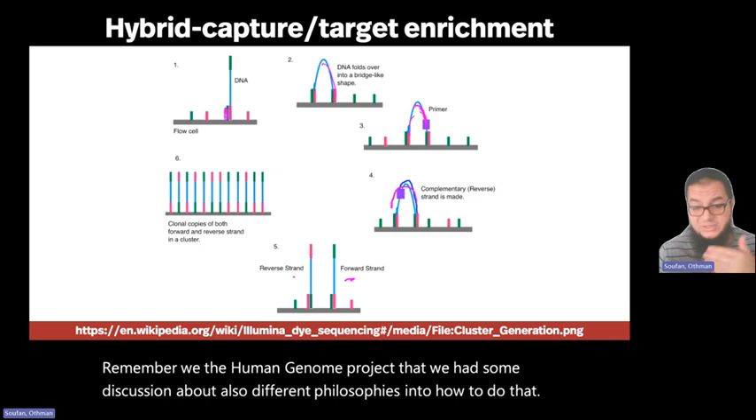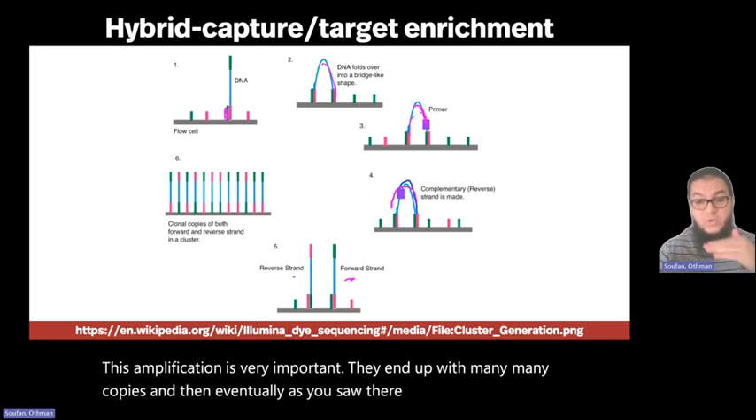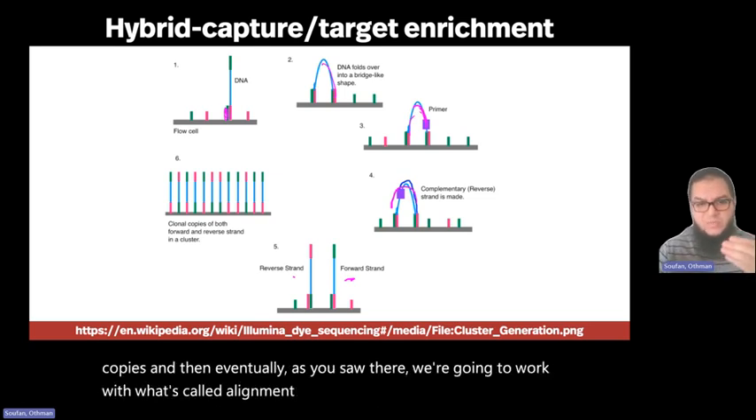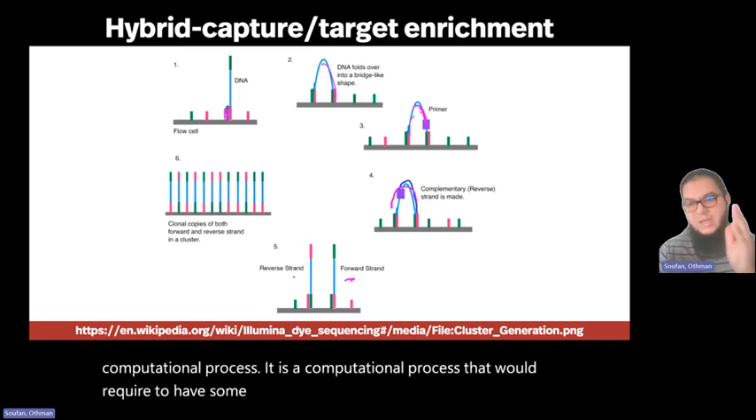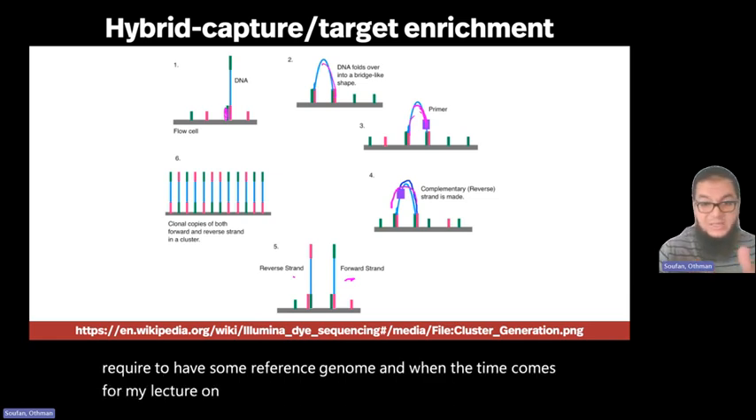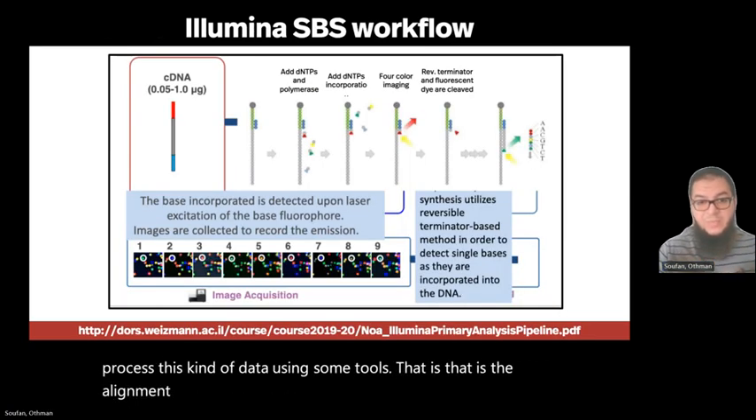This amplification is very important. They end up with many copies. And then eventually, as you saw there, we're going to work with what's called alignment. Alignment is more of a computational process. It is a computational process that will require a reference genome. And when the time comes for my lecture on RNA-seq, we're going to see how we can process this kind of data using some tools. That is the alignment step.